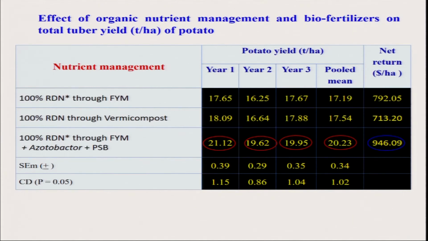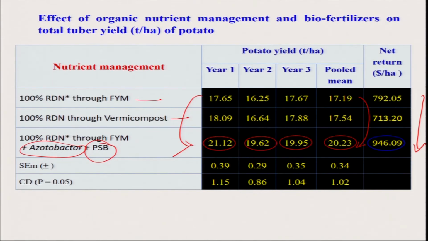We have to also promote different types of biofertilizer. One biofertilizer is Azotobacter, which is a nitrogen fixer. Second is the PSB, that is phosphorus solubilizing bacteria. In one experiment we have given only 100% RDN through FYM, and in the third experiment we have given FYM, but we have added 2 biofertilizers, Azotobacter and PSB, and you see the yield has been enhanced from 17 to 21 ton per hectare and pooled mean also 17 to 20 ton. The total net income is also enhanced by over $170 per hectare.